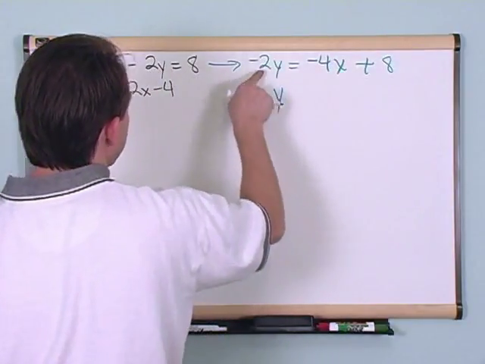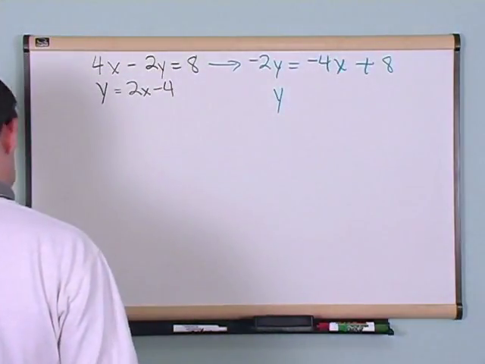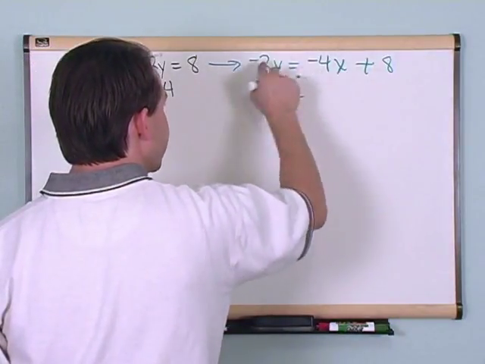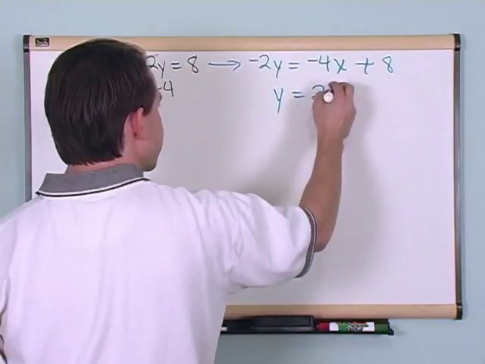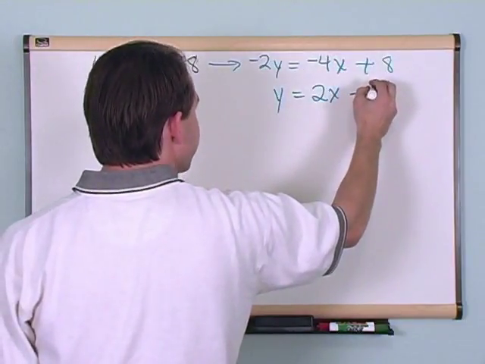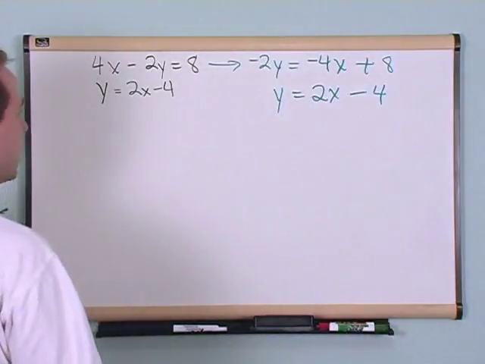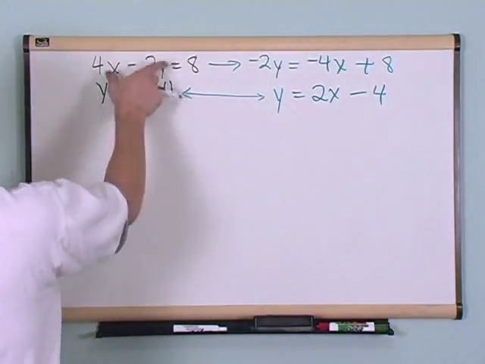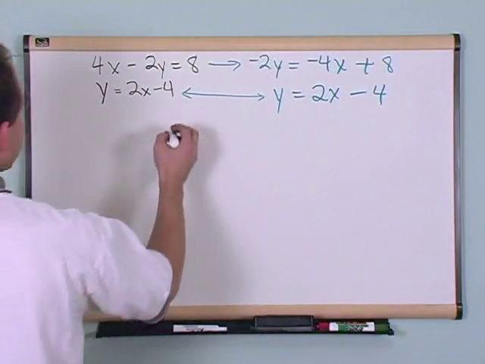I'm going to solve for y by dividing by negative 2. So negative 4 divided by negative 2 just gives me a positive 2x, and then 8 divided by negative 2 gives me a negative 4. Well, looky here. This equation on the bottom is the exact same equation as the one on the top.